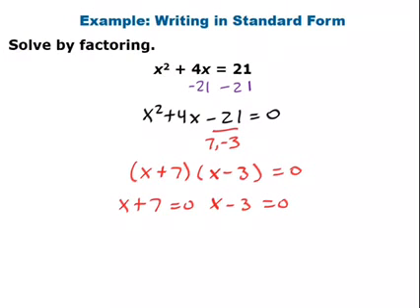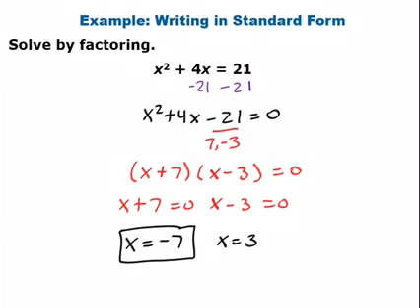On the left, we're going to subtract 7 from both sides. So our answer becomes x equals negative 7. On the right, we'll add 3 to both sides, and our answer becomes x equals 3.